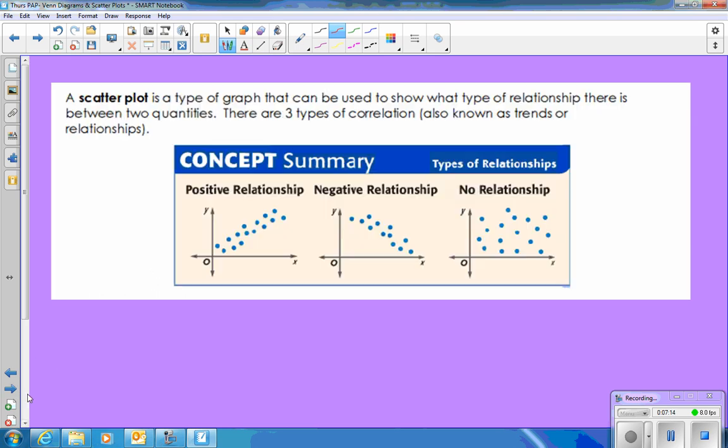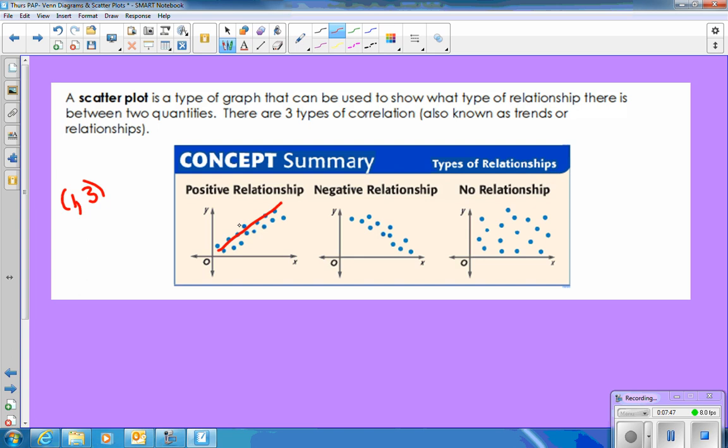So that's Venn diagrams. Now we're going to talk about scatter plots. A scatter plot is a type of graph that can be used to show what type of relationship there is between two quantities. So in other words, you're going to have points like 1, 3. And if you plotted all those points on a graph, they would look like this, all over the place. And then we're going to look at the type of relationship. So this one has a positive relationship because as you move from left to right on the board, that line is going up. It's increasing.